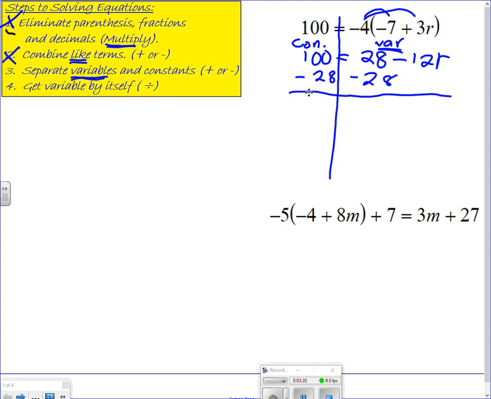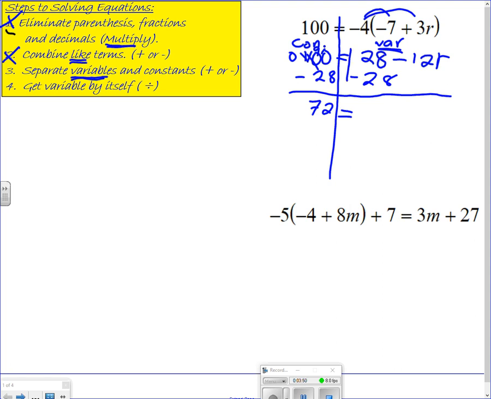100 minus 28. 0 minus 8, you can't do it, you must borrow. He has nothing, so borrow from the 1. The 1 becomes a 0. This became a 10, but they borrow from him, so it becomes a 9, and this will be a 10. 10 minus 8 will be 2. 9 minus 2 will be 7, and that will be 72.